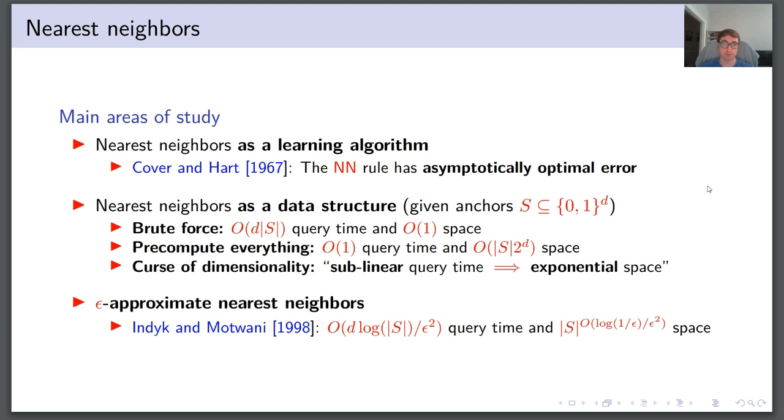And one way that people have tried to circumvent this is to relax the problem a bit and only require retrieving an approximate nearest neighbor up to some 1 plus epsilon factor in the distance. And actually, some very efficient data structures were developed solving this problem.